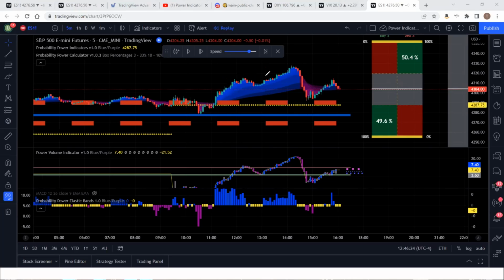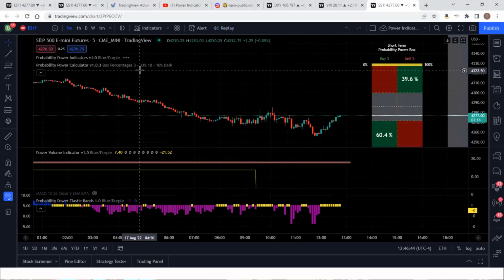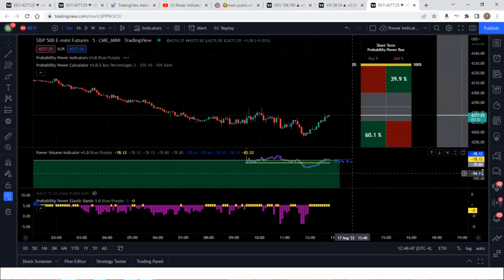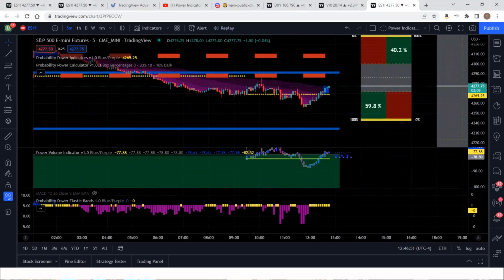And again, it's just using the probabilities, and the tools give you the probabilities and the confidence to know when is a good time to trade, when is a bad time to trade, when is a time to keep your sizes small, and so on. So go ahead, exit out of replay here. So now we're live on the markets.